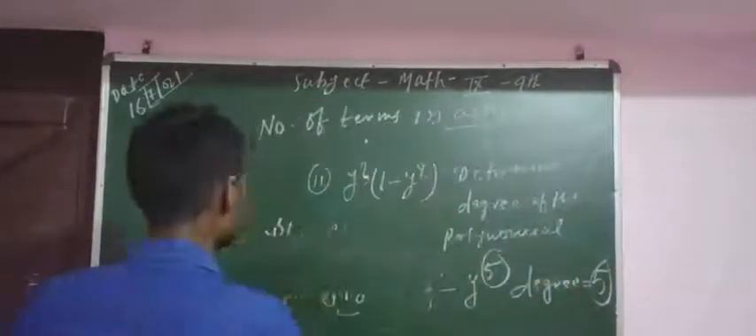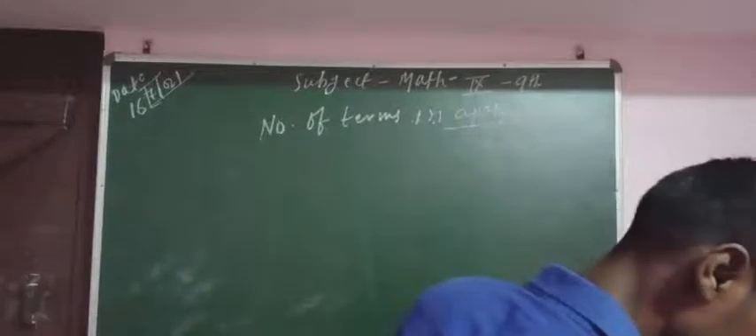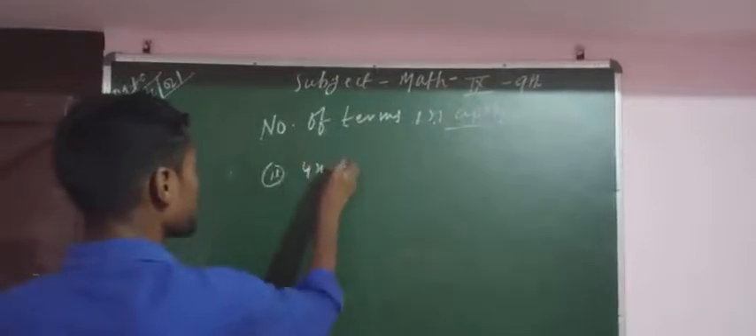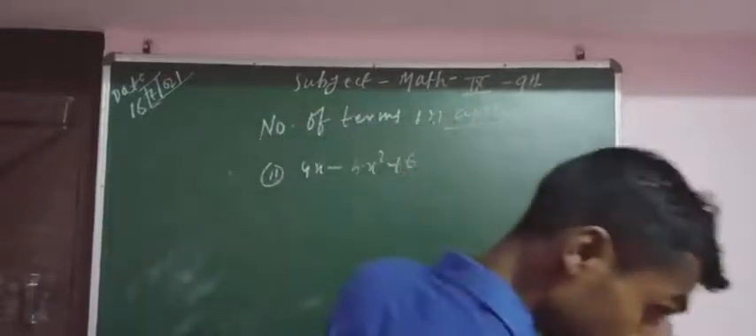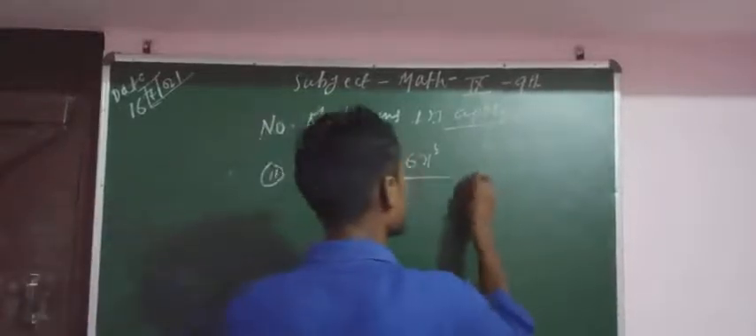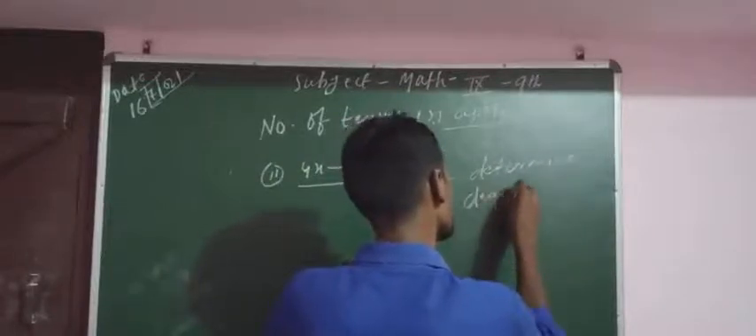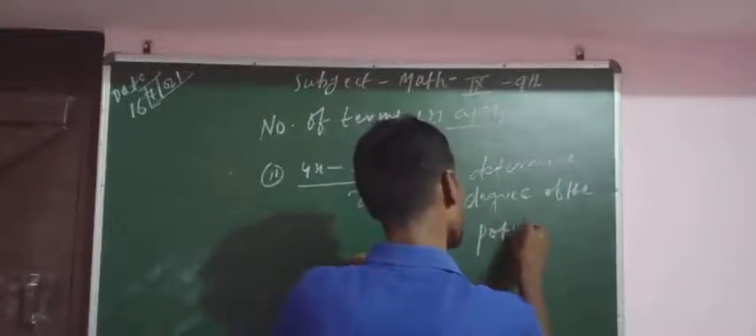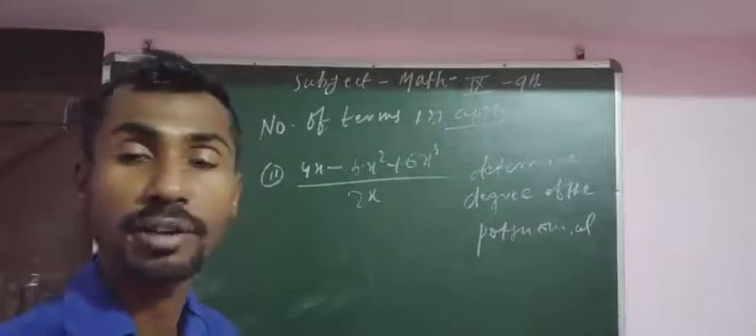Another question, question 2: 4x minus 5x square plus 6x cube, divided by 2x. Determine the degree of the polynomial.